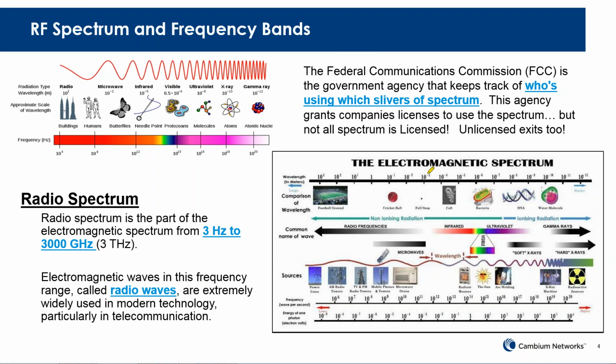Who coordinates all this stuff? The Federal Communications Commission, also known as the FCC, in the United States anyway, is the government agency that keeps track of who's using which sliver of spectrum. So from a radio perspective, who's using a sliver of spectrum in this area here. This agency grants companies licenses to use the spectrum, but not all spectrum is licensed. There's unlicensed as well. We'll talk a little bit about that in a future slide.